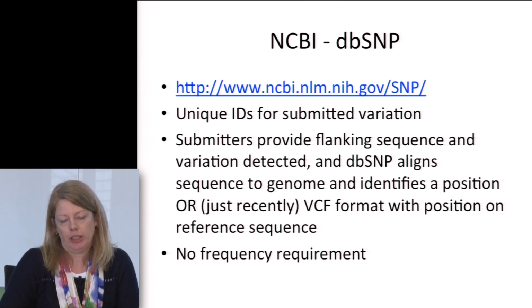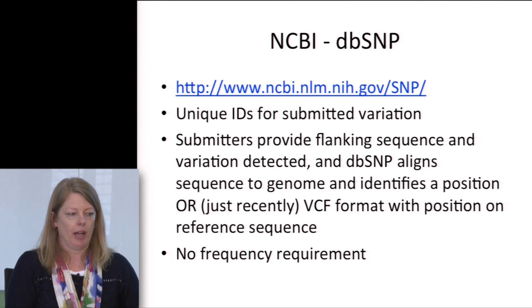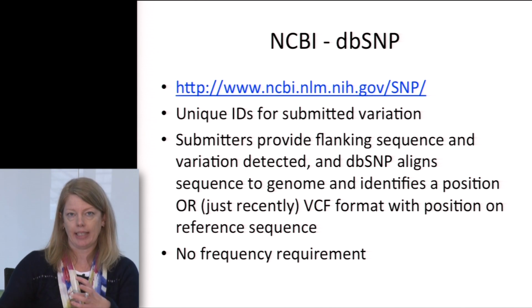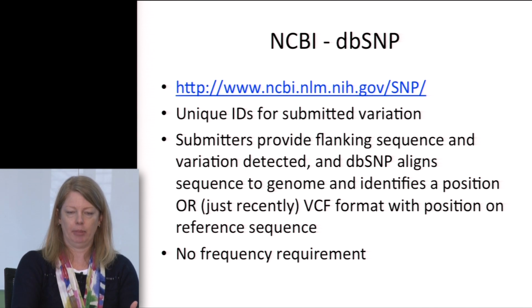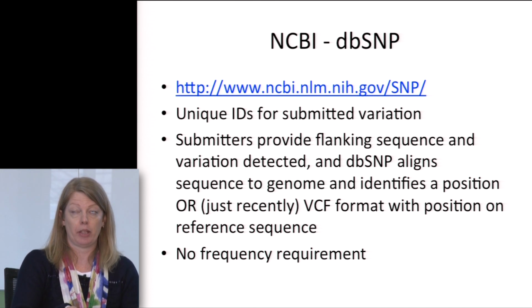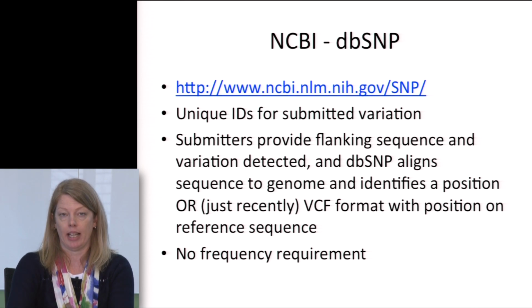When you're submitting to dbSNP, you can submit flanking sequence on each side of your variant that you have found, about 20, 25 bases upstream and downstream, and they will blot that against the genome and align it for you, and then give that position that unique ID. Or just recently, they started to be able to accept VCF formatted files with the position on a reference sequence already. You can give them a position on a reference sequence and submit that directly to them as well. They used to only take the flanking information.